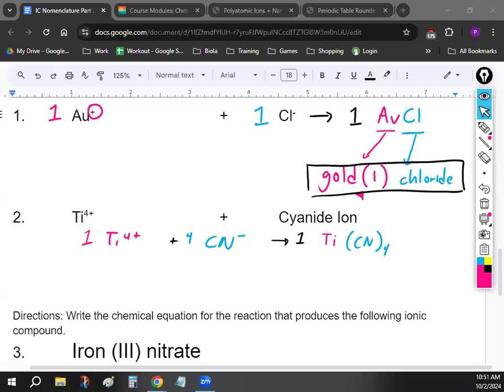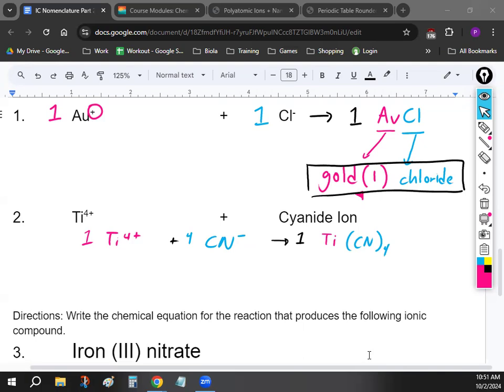Okay. Alrighty, guys. So I have the answer for the second practice problem up there. Titanium 4+ is your cation. If you take a look at the chart, cyanide is CN-, and you need 4 of those. So the compound that you make will be Ti, and then you put the CN in parentheses, and you put a 4 behind it. Okay? Any questions about the equation? Hopefully that part's not too bad now.